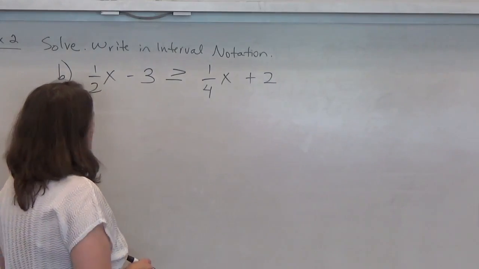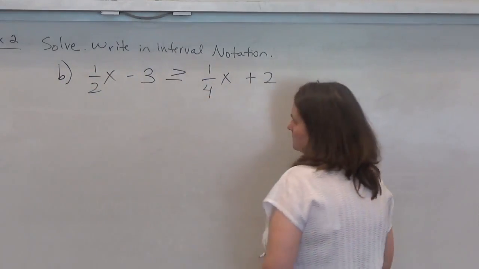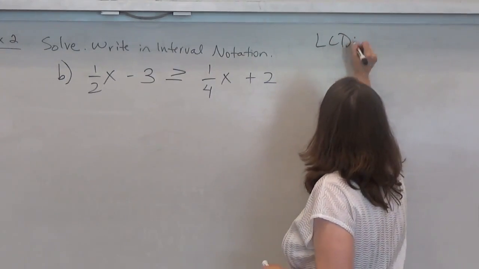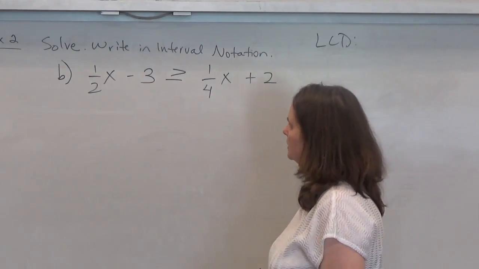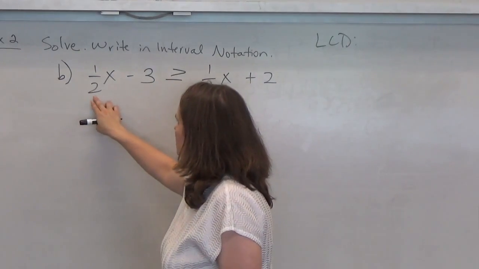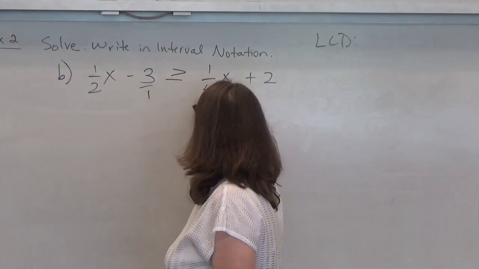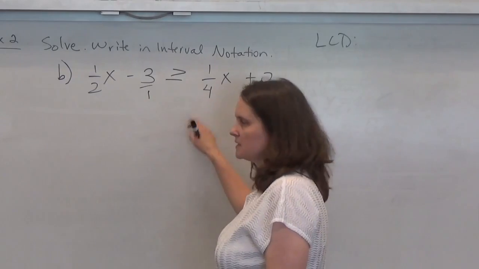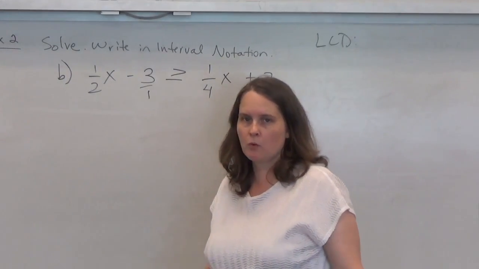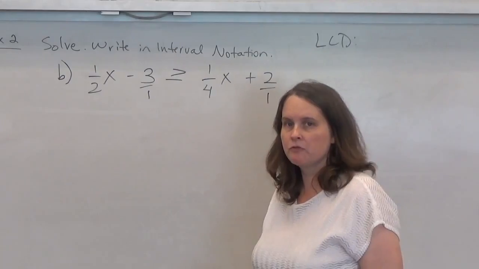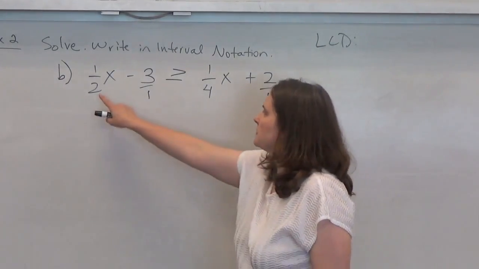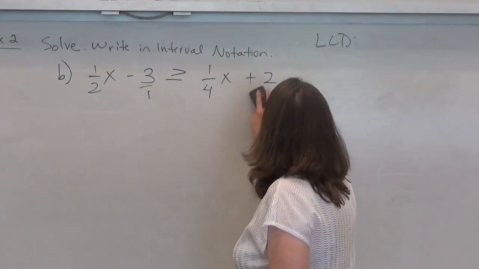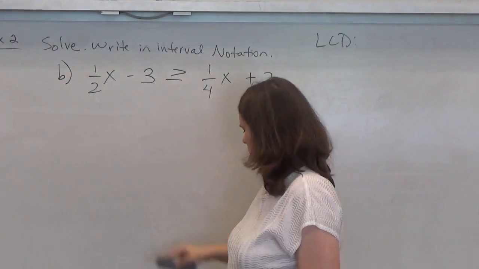What is your LCD? Take a moment, think about that. Pause if you need to. Okay, so you look at all of your denominators. You've got a 2, that's a 1, that denominator is a 4, and that denominator is a 1. So looking at all of these denominators, you want the least common multiple of 2, 1, and 4. The least common multiple is going to be 4. That's the smallest number that each of these denominators can evenly divide into with no remainder. Okay, so my LCD is 4.